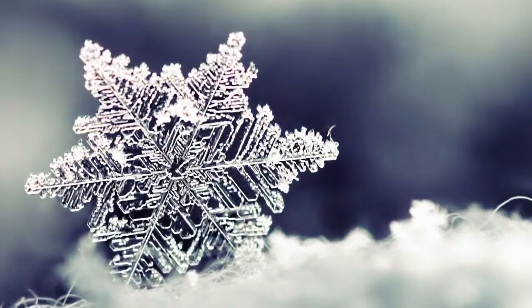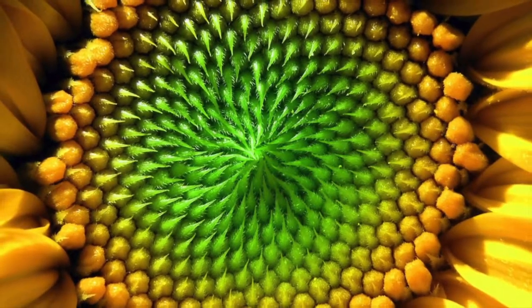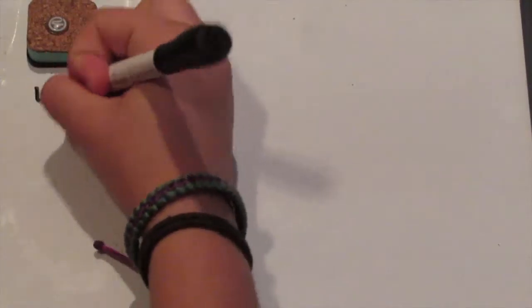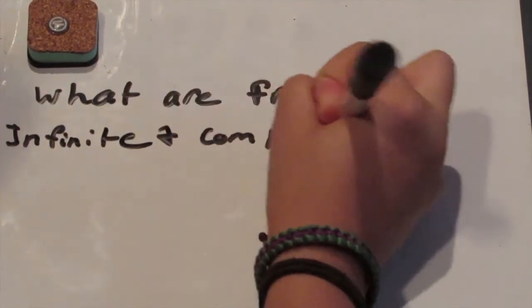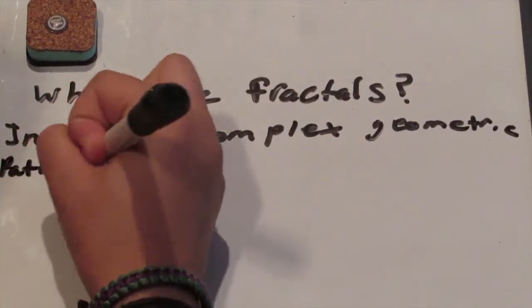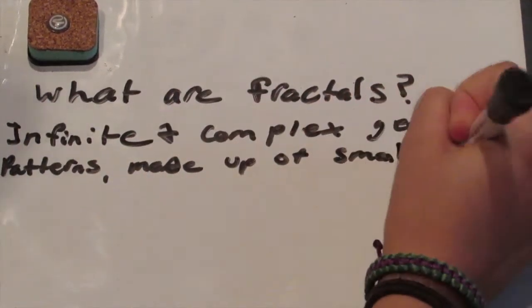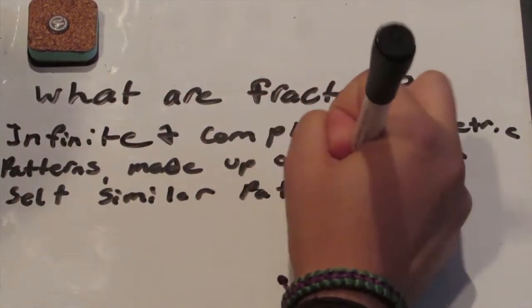Have you ever seen a snowflake or a flower? If so, you've seen a fractal. So what are fractals? Fractals are infinite and complex geometric patterns made up of smaller, self-similar patterns.